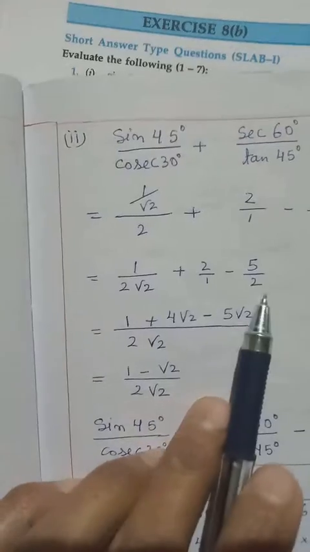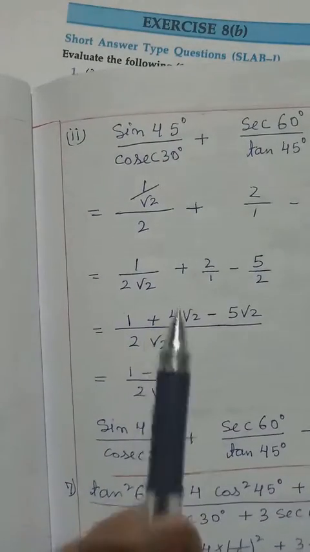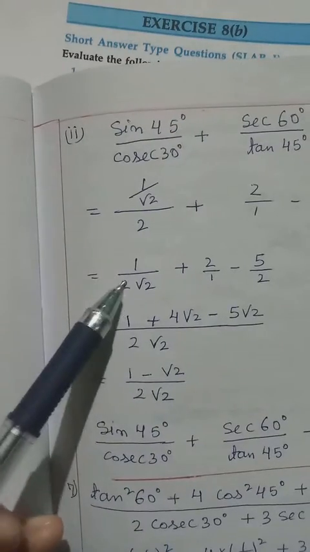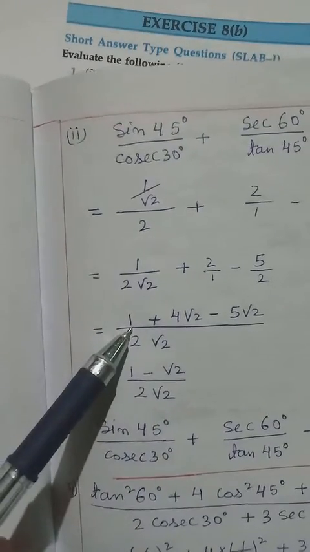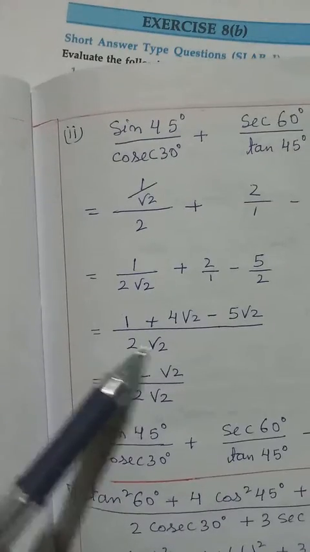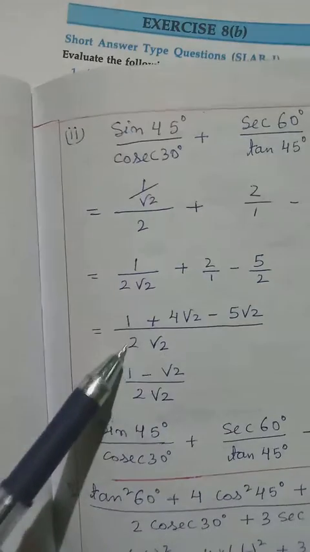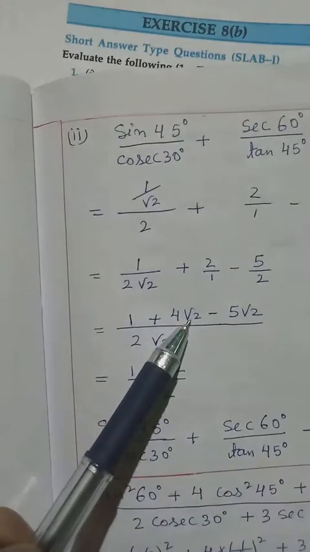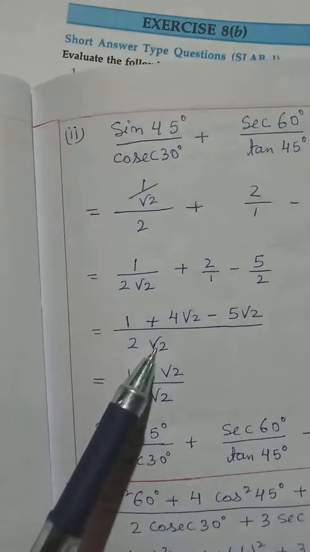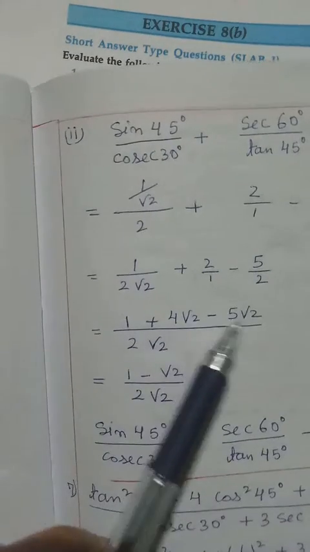We have fractions, we have to find the LCM. So 2 root 2, 1 and 2 will be 2 root 2. So here and here same, so this one remains the same. Then here and here different, so it will become 2 root 2 into 2. So 2 into 2, 4, root 2 will come later on. Then here 2 divide 2, we are left with root 2. So root 2 into 5, 5 root 2.